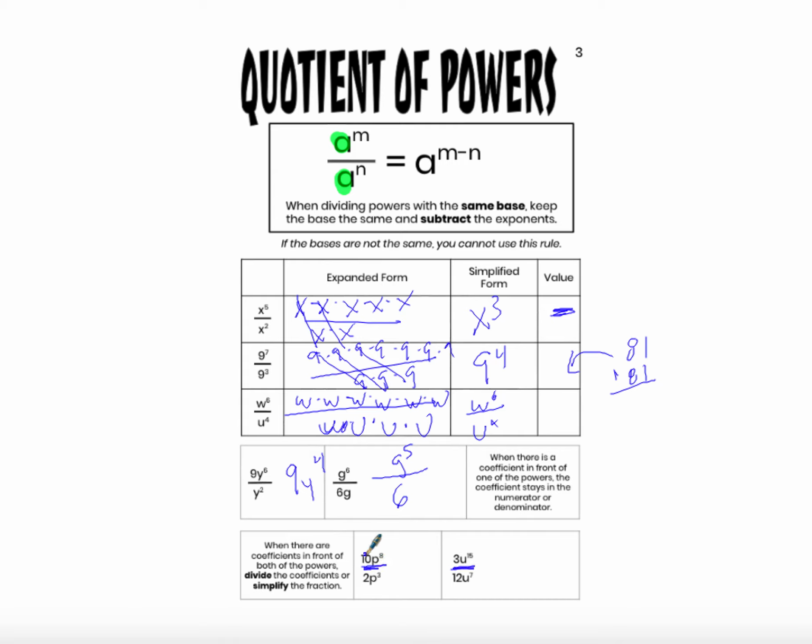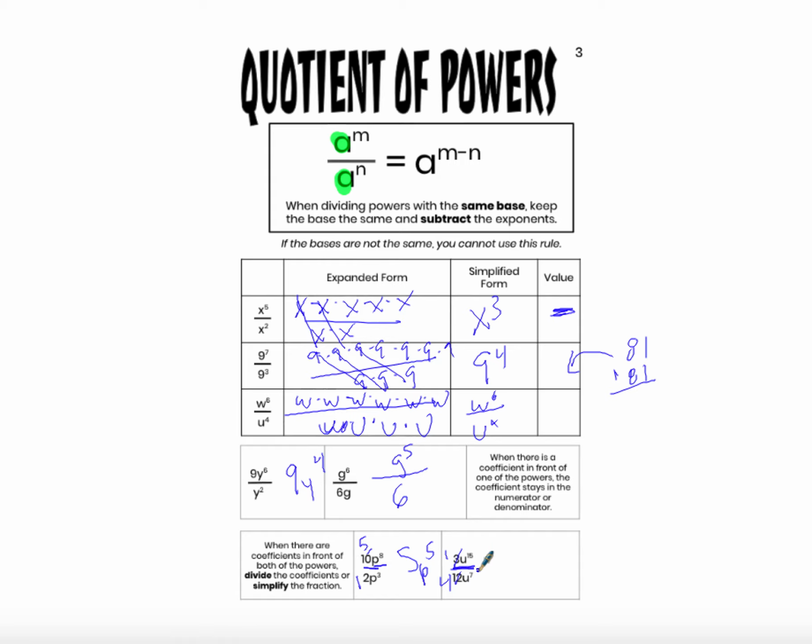So again, think of it as simplifying a fraction. Divide the top and the bottom by 2. That leaves me with 5. Dividing the top and the bottom by 2, that leaves me with a 5. And then I use the quotient rule. 8 minus 3 is p to the 5th. Simplify this, dividing by 3, dividing by 3. Now I have 1/4 or 4 in the denominator.